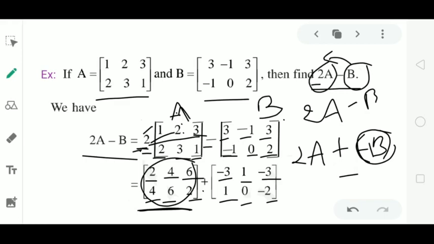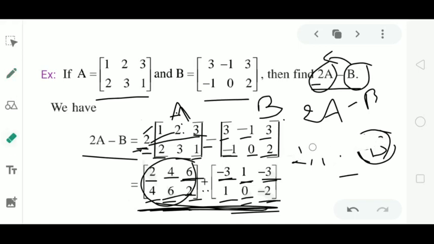Now we have to add these two matrices, that is we just have to add corresponding elements of these two matrices. 2 plus of minus 3 is minus 1. 4 plus 1 is 5. 6 plus of minus 3 is 3. 4 plus 1 is 5. 6 plus 0 is 6. 2 minus 2 is 0.